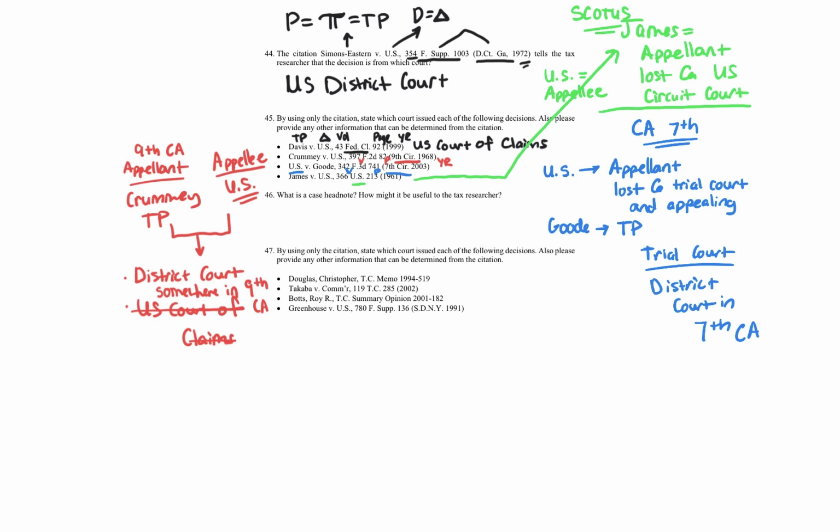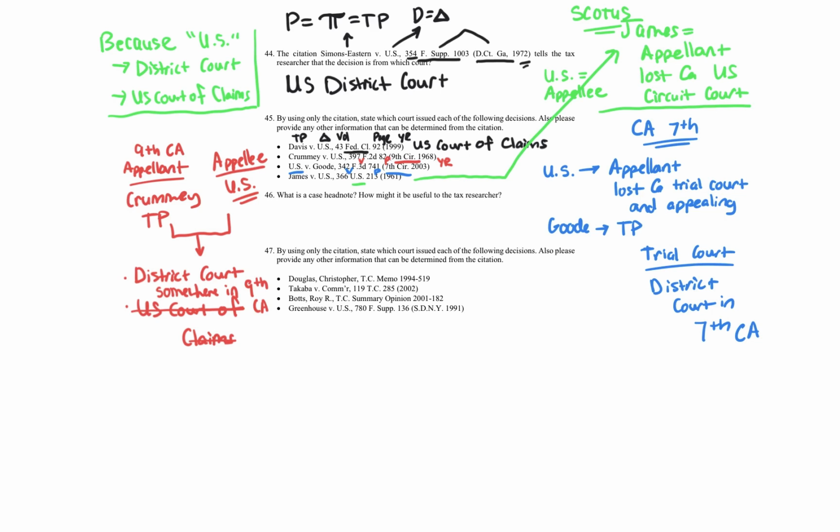Now, I'll write this over on this side, again keeping with the green font. Because U.S. is in the title, we know it originated in the district court or the U.S. Court of Claims. Can you look at this and determine which one it was? No, because we don't have the circuit. We just know that it's up at the Supreme Court.